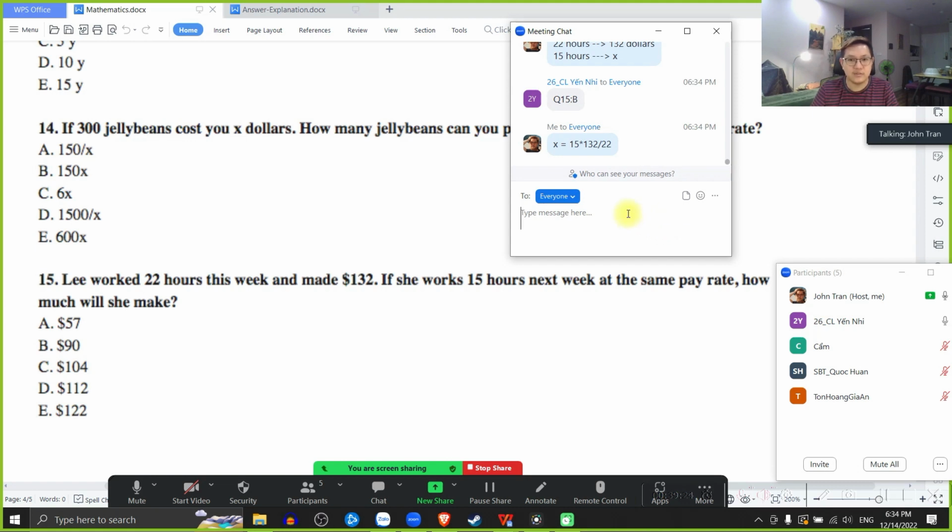So we just cross-multiply and divide across. That's the cross-multiplication. 15 times 32 divided by 22. So we get to X.